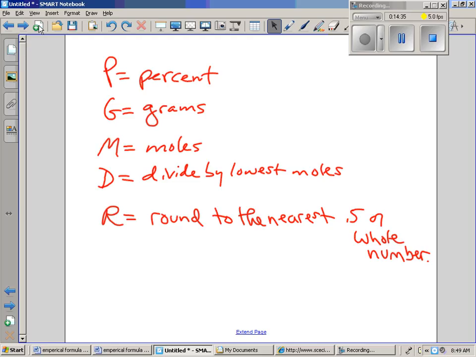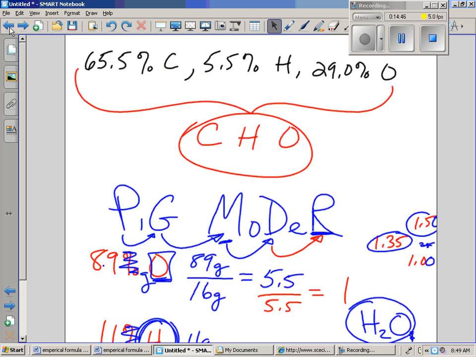I'll post a video later on today up on our website. So if you forget it, fine, because you do have some problems to do tonight for homework. But that's what this does, and here's the problem I'm asking you to solve right here: 65.5% carbon, 5.5% hydrogen, 29.0% oxygen. Why don't you take some time and do that now, please?